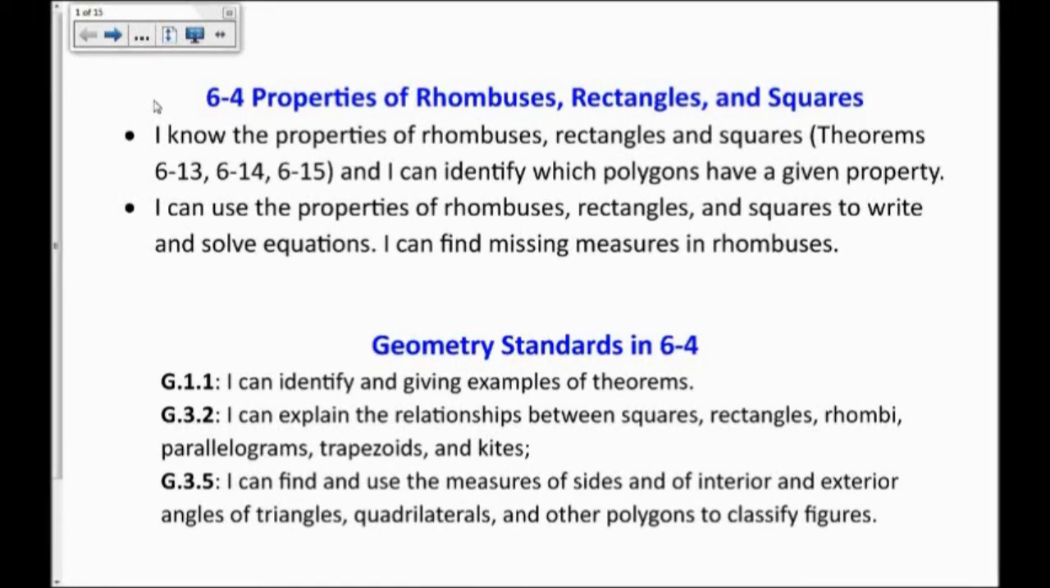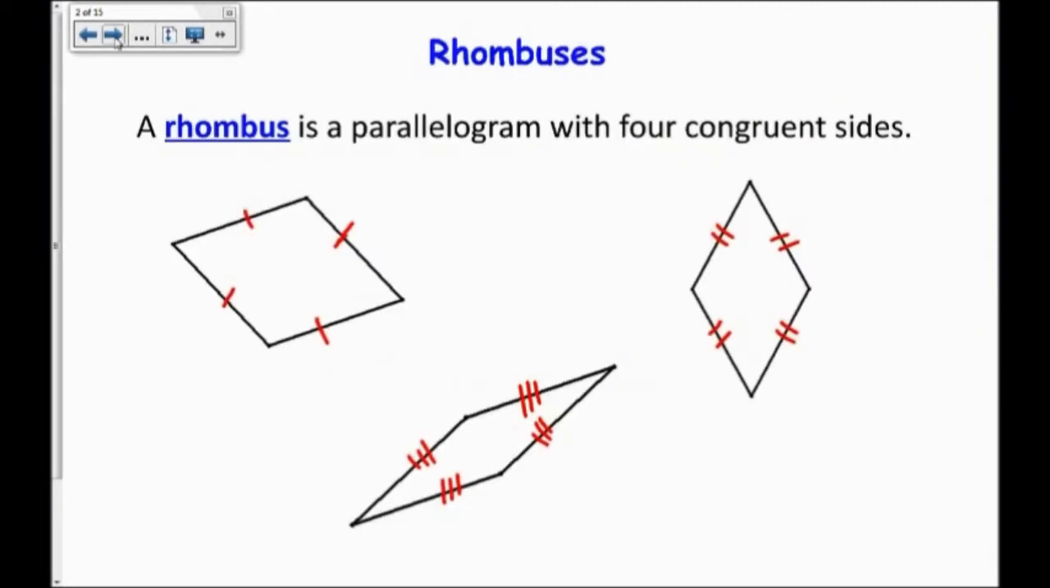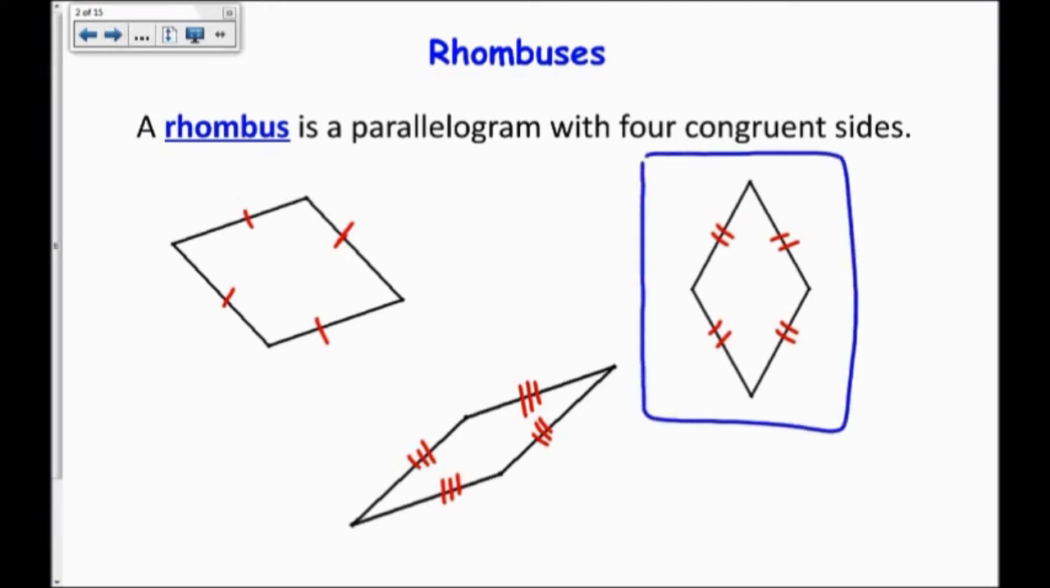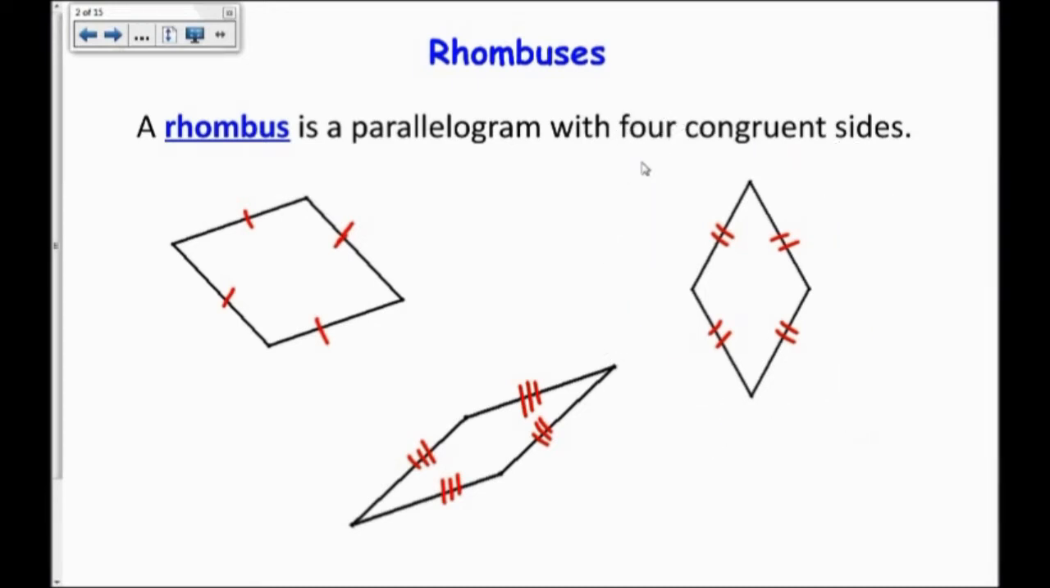This video is about properties of rhombuses, rectangles, and squares. A rhombus is a parallelogram with 4 congruent sides. Now, if you look at a shape like this, most people would call it a diamond, okay? But the true mathematical, the geometric name for it is a rhombus, because the 4 sides are the same length.